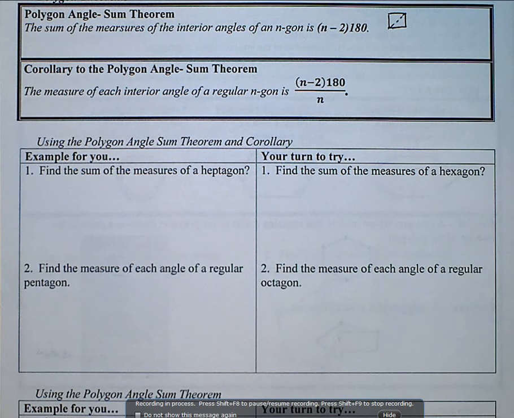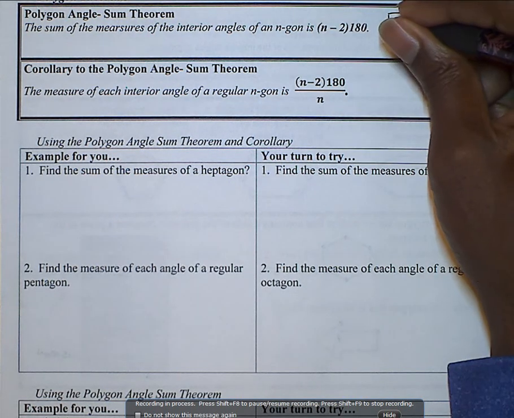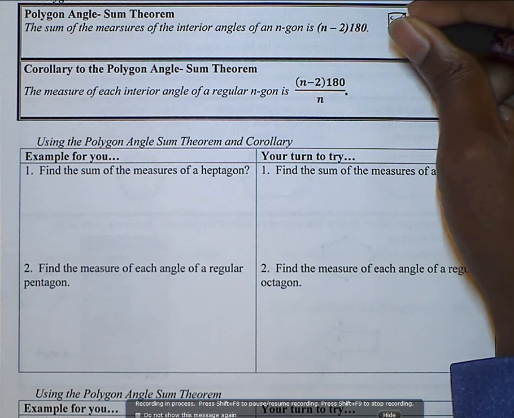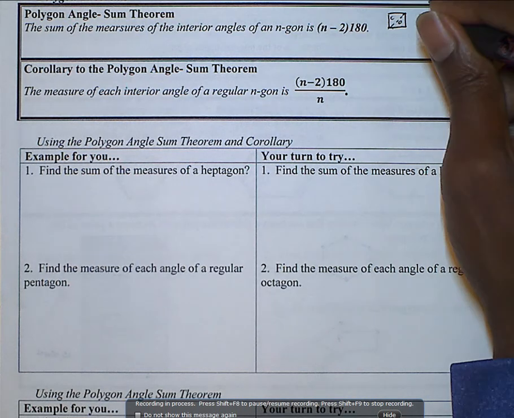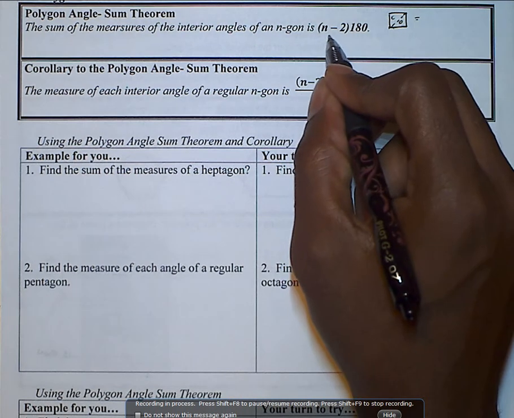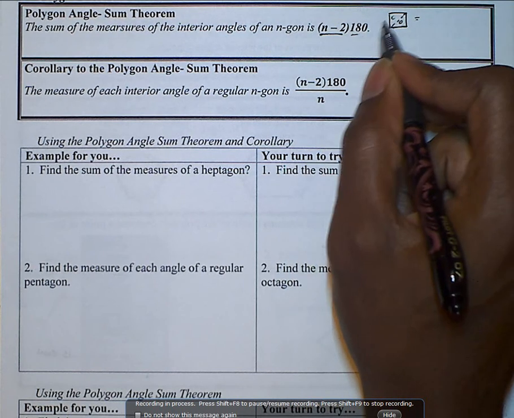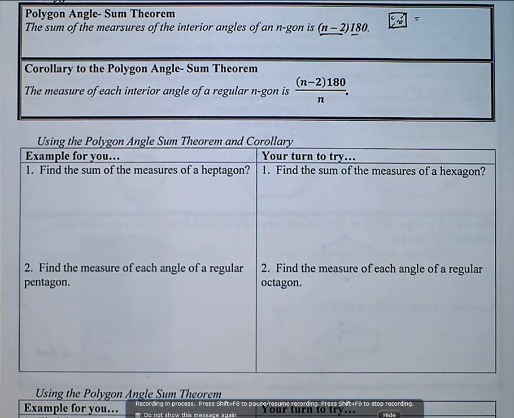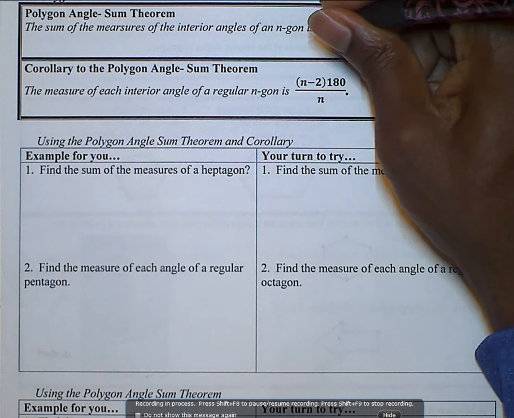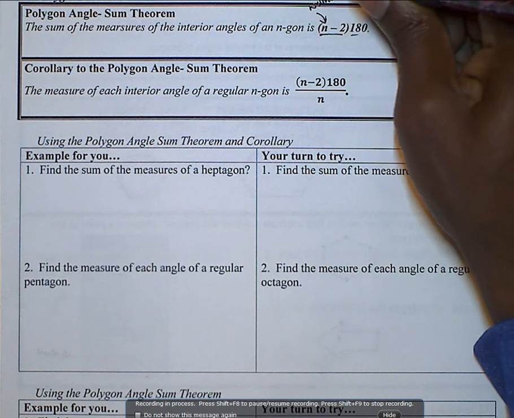If you connected its vertices, the new line that's created would create two triangles. This triangle would have 180 degrees. This triangle would have 180 degrees. There's 360. A different way to do that is just the polygon angle sum theorem. The polygon angle sum theorem basically says, well, it finds the number of triangles and times it by 180, without drawing it. So our polygon angle sum theorem is n minus 2 times 180. n stands for the number of sides.